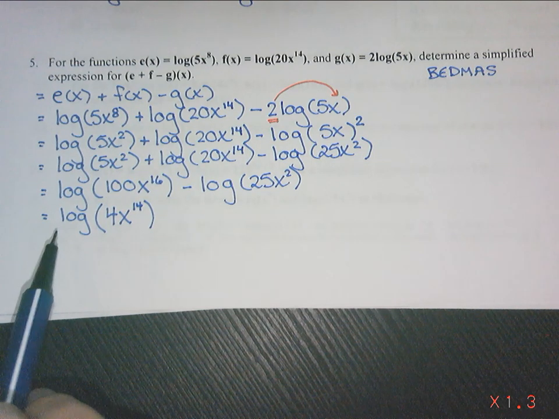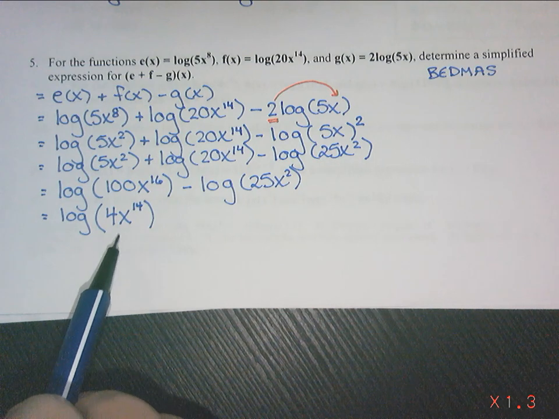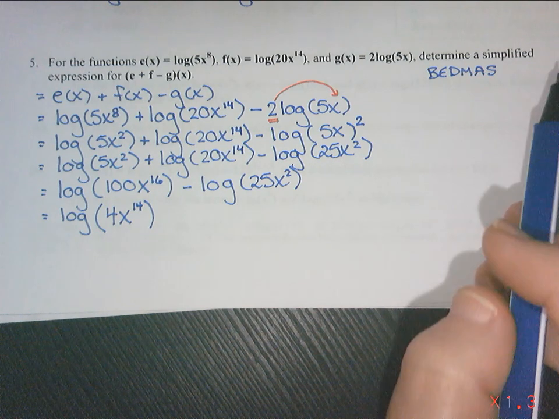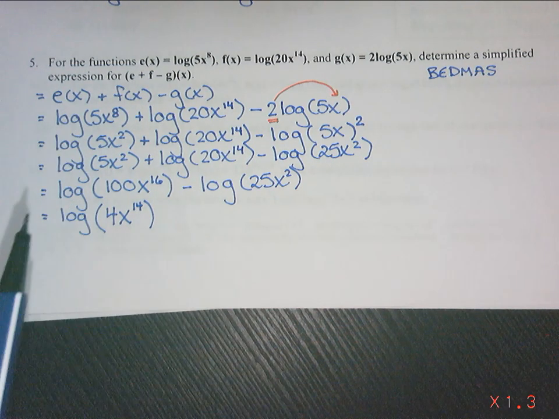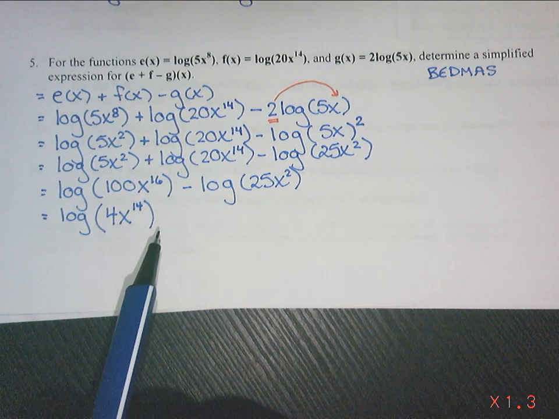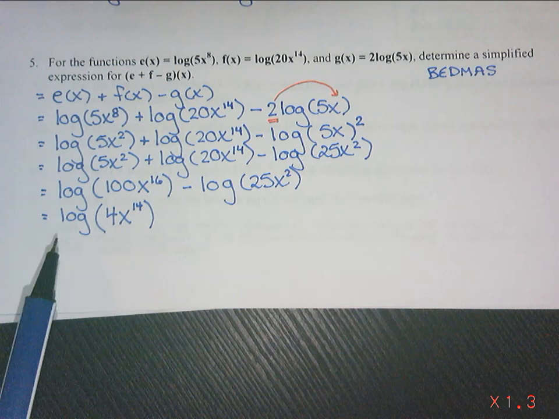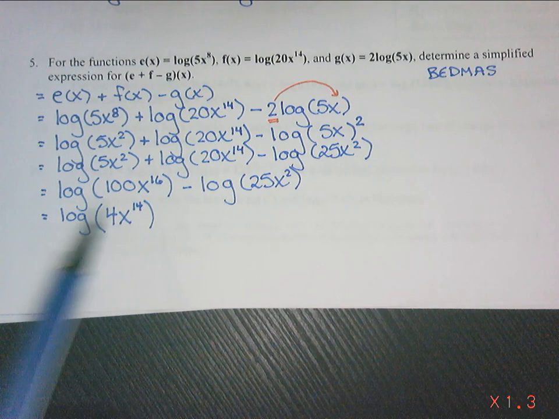So I'm down now to one log. So I have log of 4x to the 14. Now, are there other things I could do to write that in a different way? Sure, but when we're trying to find a simplified expression, our goal is to try to get it down to as few terms as possible. I feel like one term is pretty much as few terms as we're going to get it down to. So I would stop there at log of 4x to the power of 14.